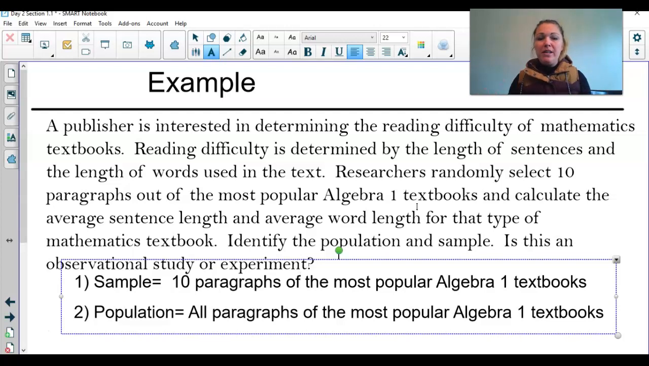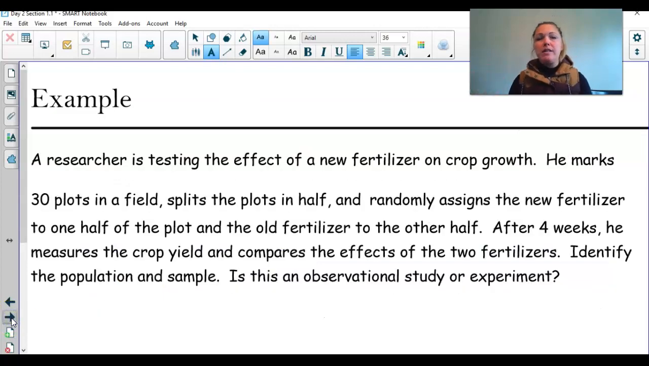Okay, what should we have learned? Observational study or experiment, start with the experiment, okay? Ask, was a treatment imposed? And if it wasn't, then we know it's an observational study. Okay, let's move on to the next example. And again, I don't expect you to necessarily be writing these down. It's just to help you put this in context.